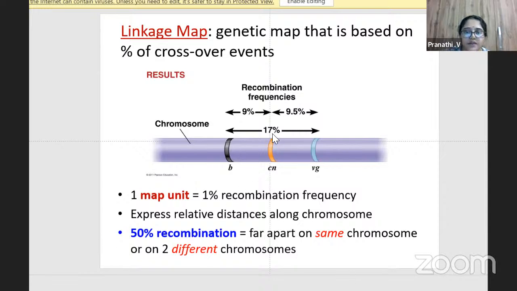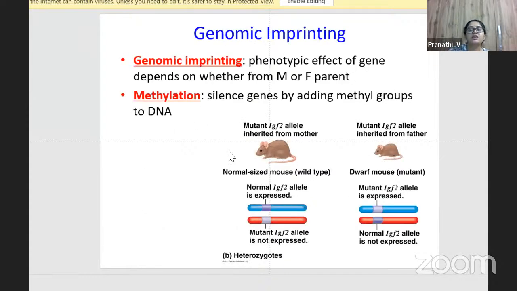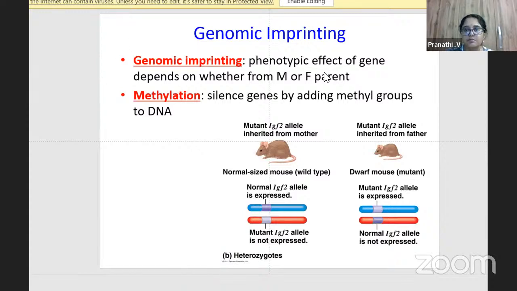So if there is 50% recombination, the genes are either on the same chromosome with recombination taking place, or on two different chromosomes. So again, exceptions are present. That is genomic imprinting, that is, the phenotypic effect of the gene depends upon whether it is from the male or the female parent.